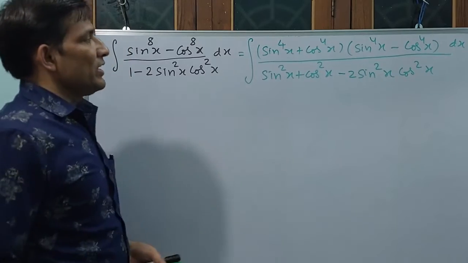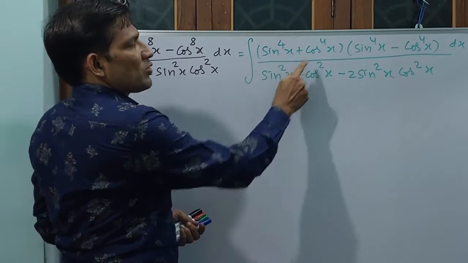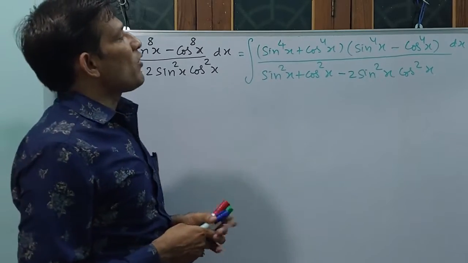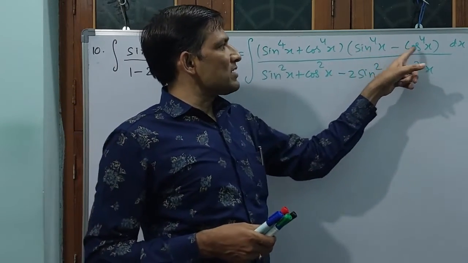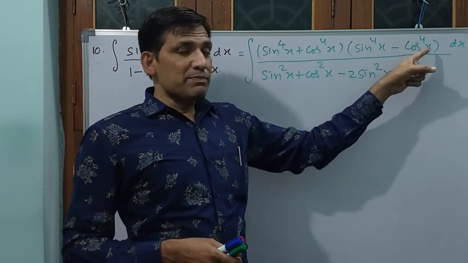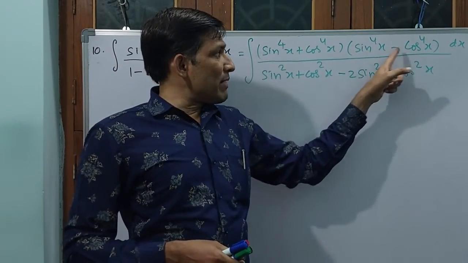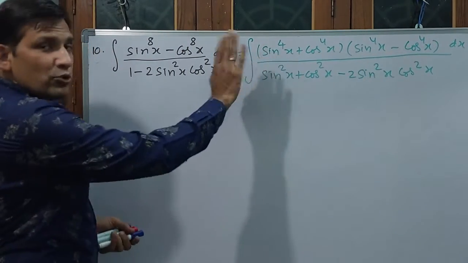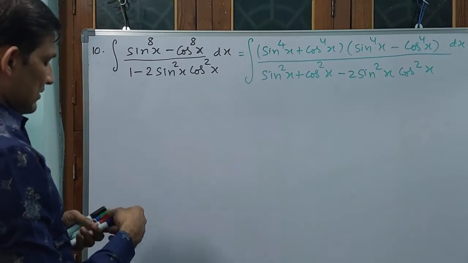Now again, sin to the power of 4x plus cos to the power of 4x you cannot do anything with, because plus is there. But you have another chance here, sin to the power of 4x minus cos to the power of 4x. Again you can convert this into a plus b into a minus b, a square minus b square. Minus is there, then only you can do it. But this you keep like this only. You cannot change this.